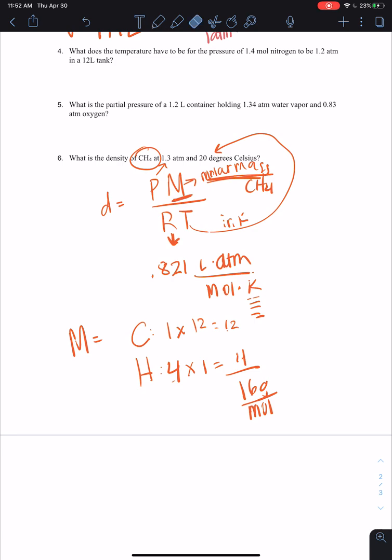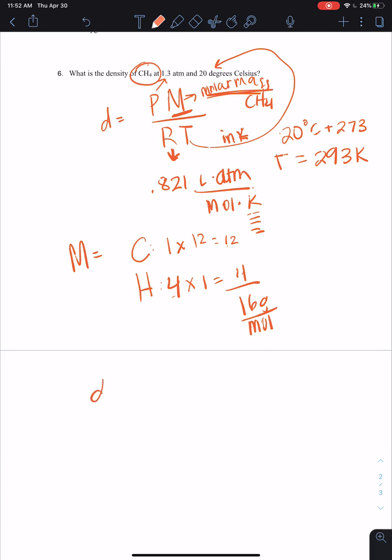The last thing we need to do is make sure that we transfer our temperature to Kelvin. So 20 degrees Celsius, the way you change it to Kelvin is you literally just add 273, and you would get 293 Kelvin equals T.